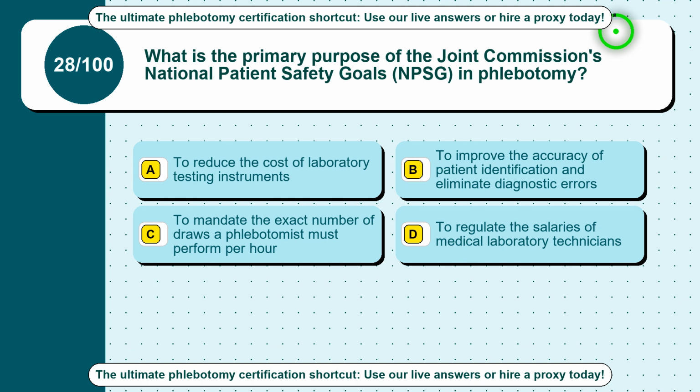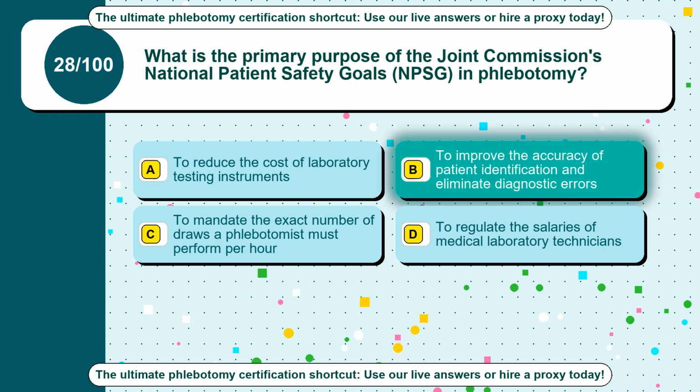Question 28. What is the primary purpose of the Joint Commission's National Patient Safety Goals, NPSG, in phlebotomy? Option A, to reduce the cost of laboratory testing instruments. Option B, to improve the accuracy of patient identification and eliminate diagnostic errors. Option C, to mandate the exact number of draws a phlebotomist must perform per hour. Option D, to regulate the salaries of medical laboratory technicians. The correct answer is option B, to improve the accuracy of patient identification and eliminate diagnostic errors.